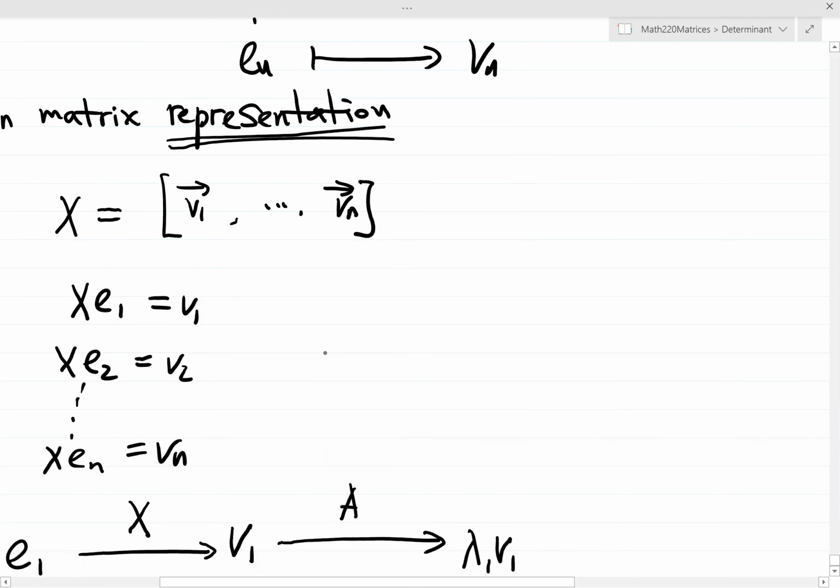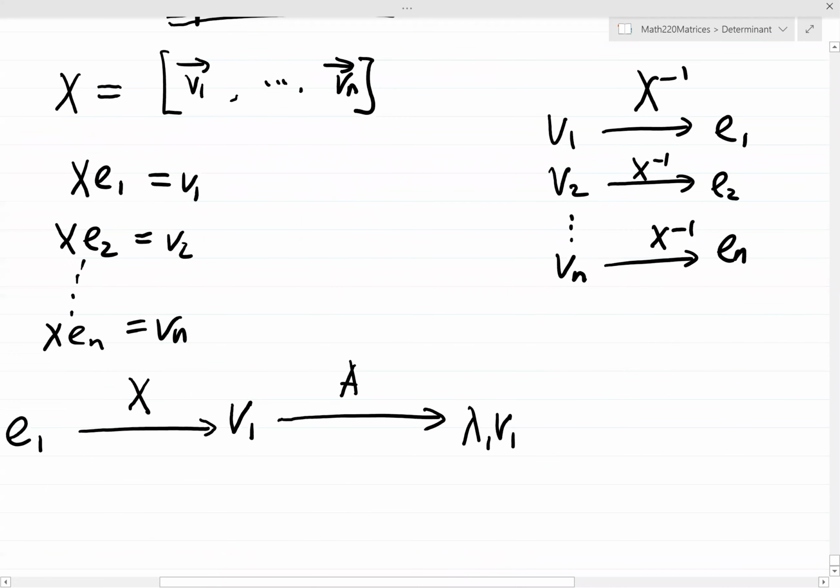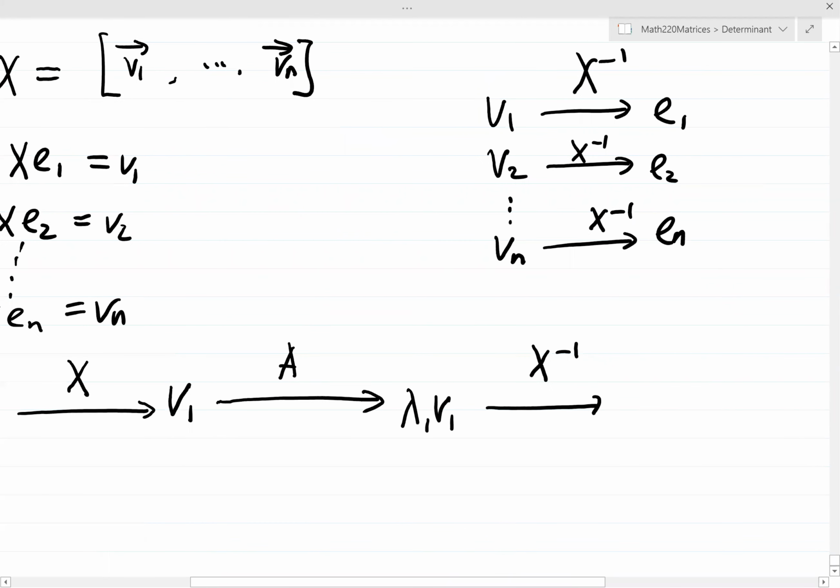What X does is, we plug in E1, we get V1. Now X inverse, we plug in V1, we use the inverse operation, and we get E1. Now V2, under X inverse, we get E2, etc. Vn, under X inverse, we get En. Now we apply X inverse. Remember, X inverse maps V1 to E1, so it's lambda 1 E1.